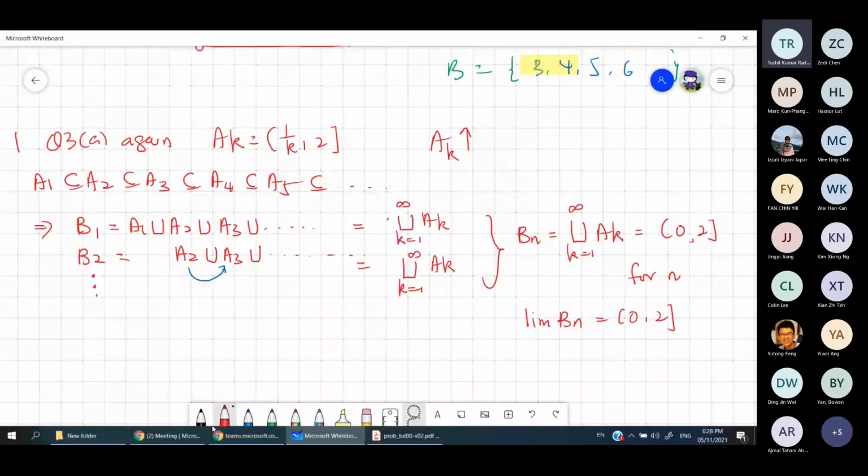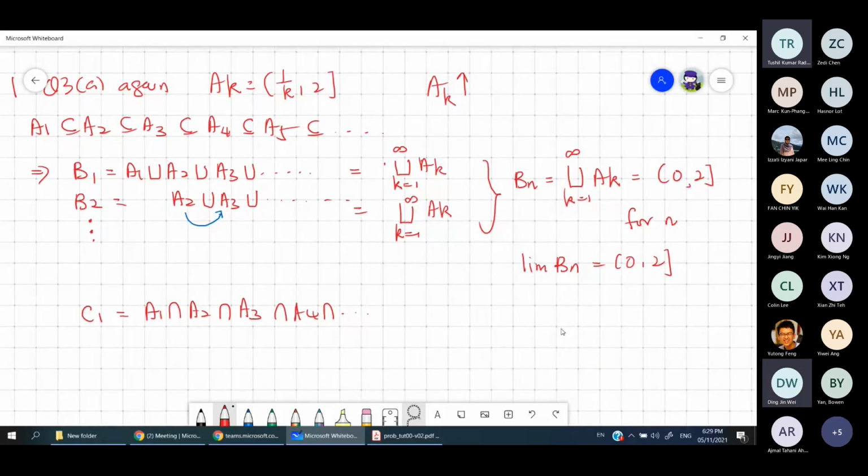So for the second case, we just look at our Cn. So C1 is A1 intersect A2 intersect A3 intersect A4, right? As I say, A1 is inside A2, so that's why it's already included. Okay, as I say, all these are elementary mathematics. So you guys go and check it out yourself, verify it yourself. You can just draw the diagram on it. So, same as this.